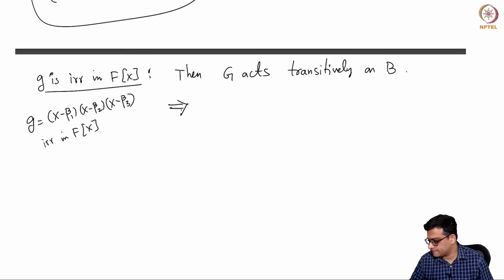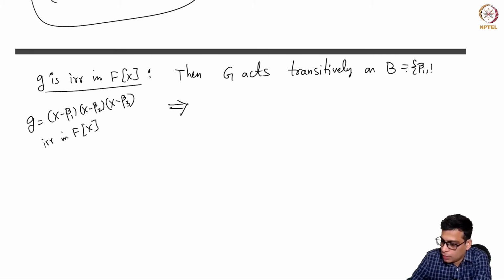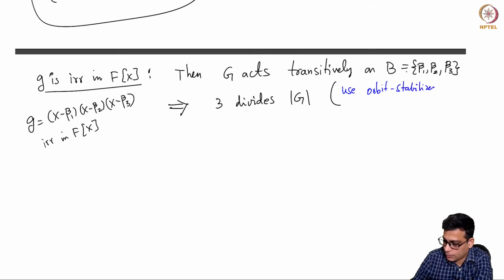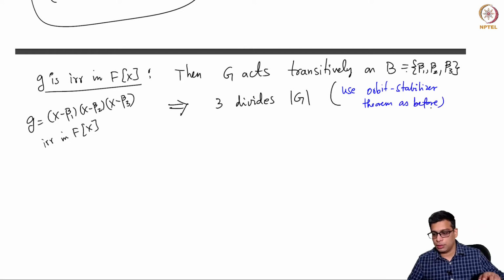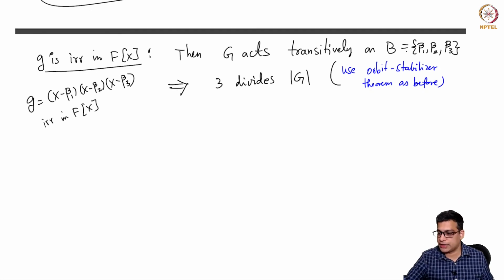That means G acts transitively on 3 roots, which means 3 divides the order of G. So this is as before. Right, because you take the orbit of beta 1 times the stabilizer of beta 1, which is the cardinality of G. The orbit of beta 1 is 3, so 3 divides the order of G.